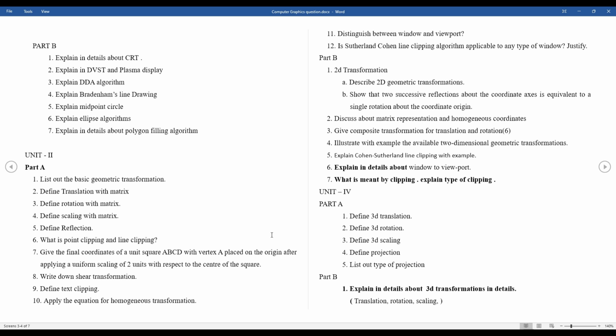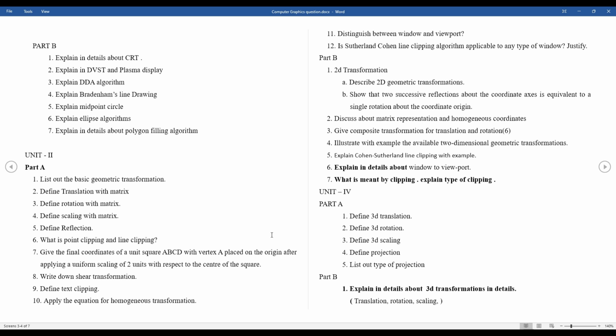What are the basic geometric transformations? Translation, rotation, and scaling. They may ask what translation is. Translation is moving from one point to another point using a translation vector. What is rotation? Given an angle, the object is rotated by that angle about a particular point. Here they ask for the matrix, so please remember the matrix for translation, having tx.